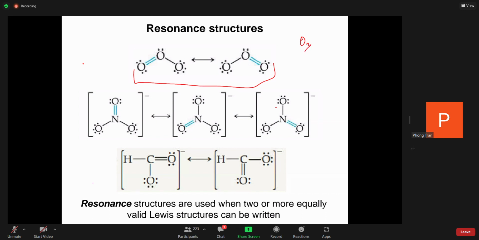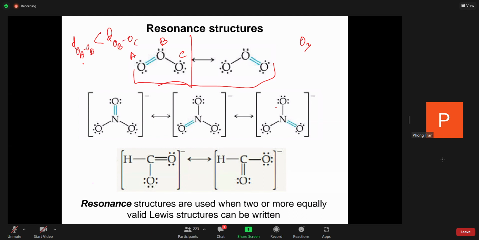So let's say you have three oxygen atoms: A, B, and C. If you look at this structure, you remember that the double bond will be shorter than the single bond, and the double bond will be stronger than the single bond. So what you can learn from this structure is that the distance of the bond O-A, O-B will be shorter than the distance of the bond O-B, O-C.